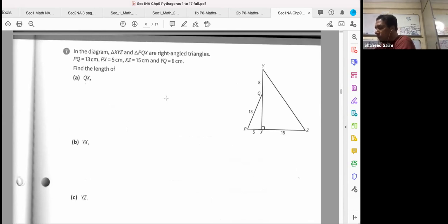Testing. Testing one, two. Testing. Can see, no? Can see, yeah.